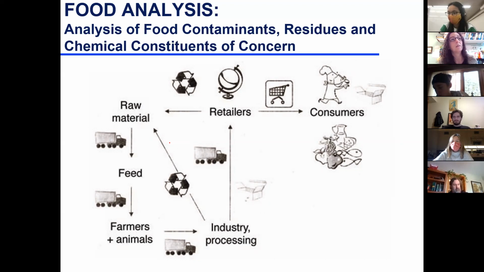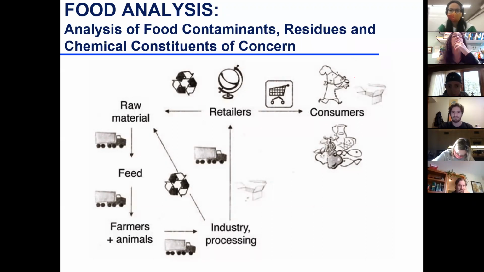So by looking at this diagram, can you either unmute yourself or in the chat box, give me examples of food contaminants, residues, chemicals of concern that may make their way to the food and at what stage they would. At the very beginning, you could have heavy metals in the soil of foods make it into the final product. Perfect. Heavy metal is under chemical constituents of concern.